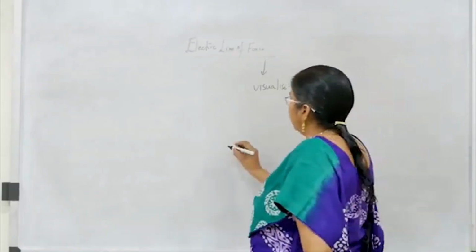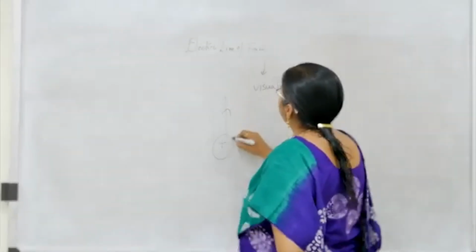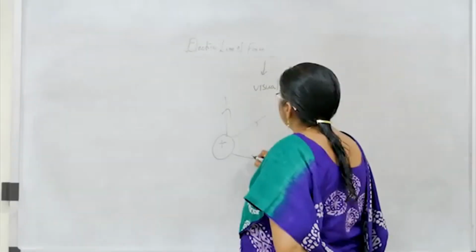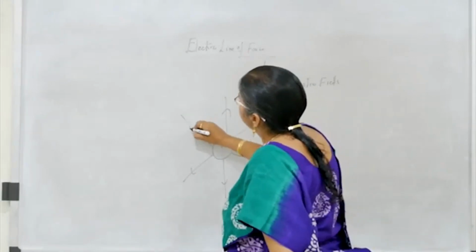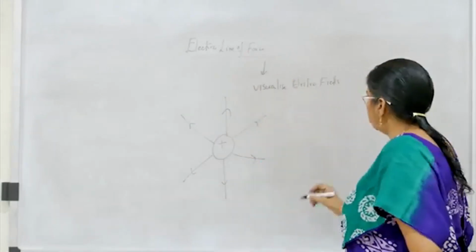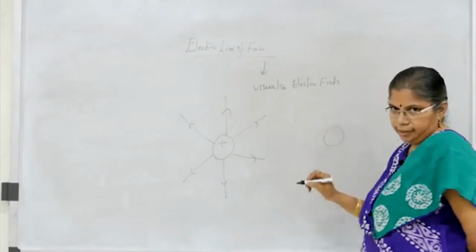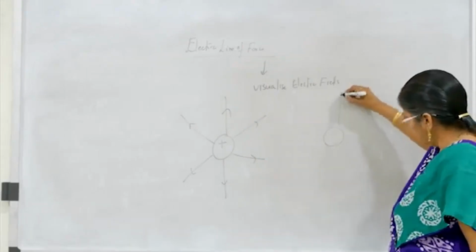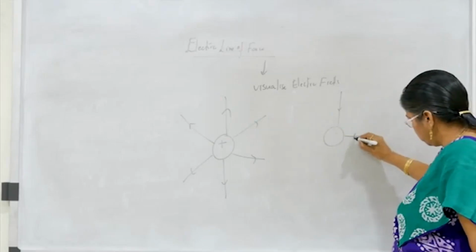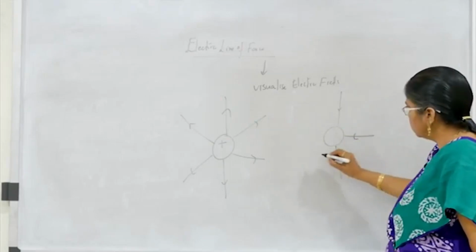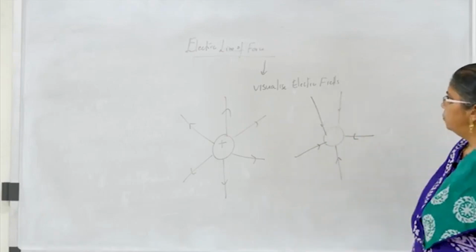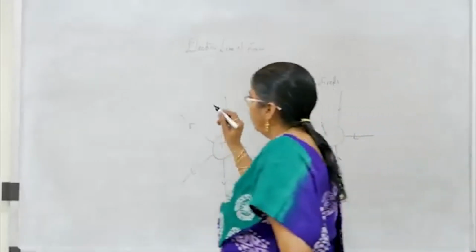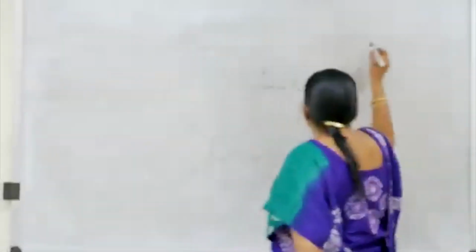Electric lines of force for a positive charge are always away from the charge. So this is how electric lines of force are being represented. And for a negative charge, they are always towards the charge. So suppose these are electric charges.